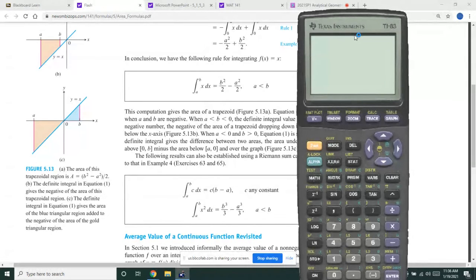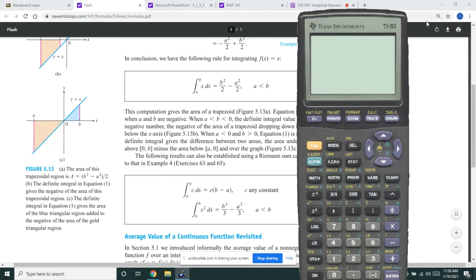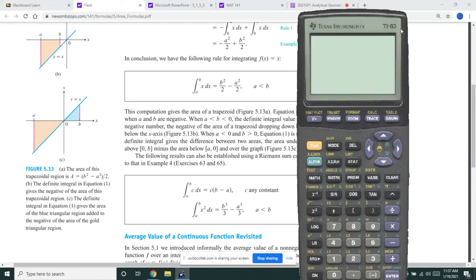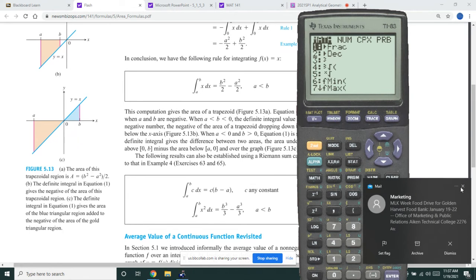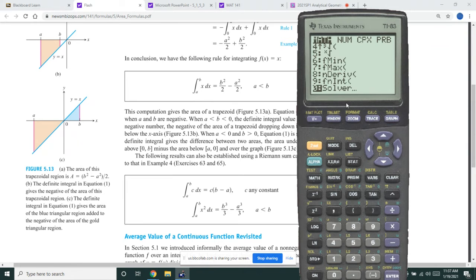Okay. So we're going to integrate the 2x from 0 to 4, but in this instance, we're going to use a calculator. Even though I'm using a TI-83, if you're using a TI-84 or a TI-84 Plus, you should see the exact same keystrokes. So I'm going to go into Math, and within Math, I'm going to scroll down, and I have FNINT, which is function integration.